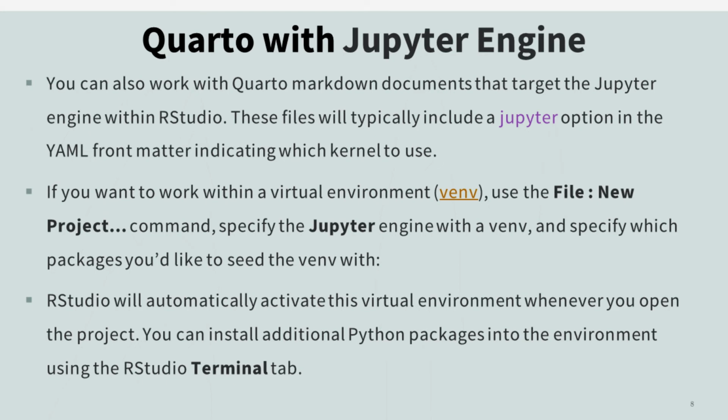Choosing the Jupyter engine when creating a new project, you can also work with Quarto Markdown documents that target the Jupyter engine within RStudio. These files will typically include a Jupyter option in the YAML front matter indicating which kernel to use. If you want to work within a virtual environment, use File, New Project, then specify the Jupyter engine with a venv, and specify which packages you'd like to seed the venv with. RStudio will automatically activate this virtual environment whenever you open the project. You can install additional Python packages into the environment using the RStudio terminal tab.